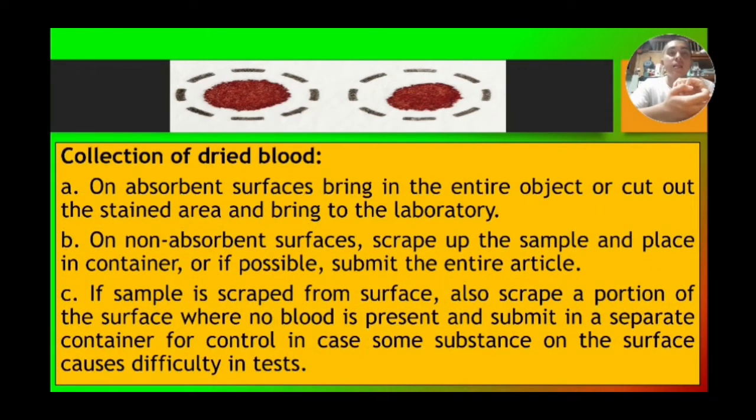So when collecting dried blood, A. On absorbent surfaces, bring in the entire object or cut out the stained area and bring it to the laboratory. B. On non-absorbent surfaces, scrape up the sample and place it in a container or, if possible, submit the entire article. C. If the sample is scraped from a surface, also scrape a portion of the surface where no blood is present and submit it in a separate container for control in case some substance on the surface causes difficulty in tests.